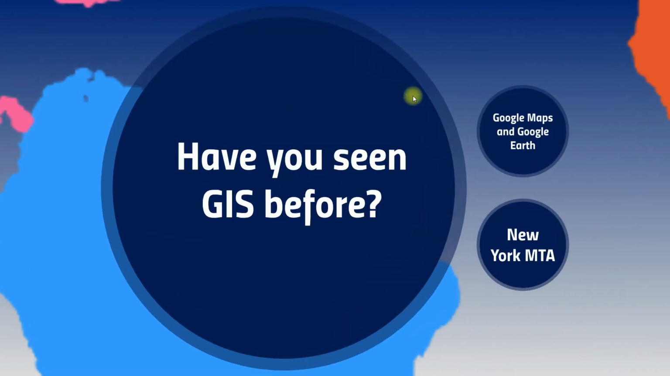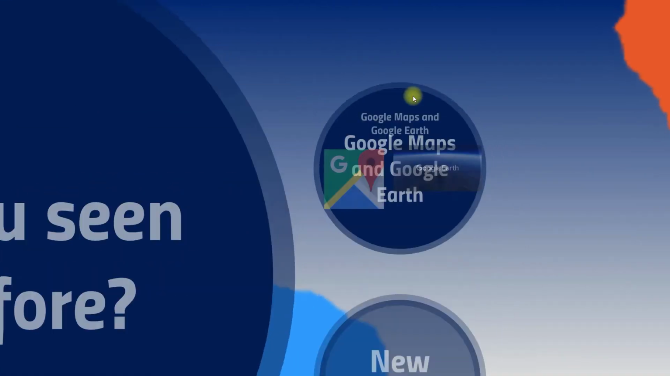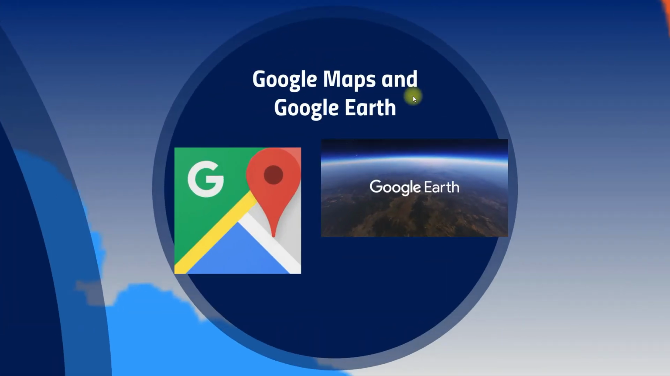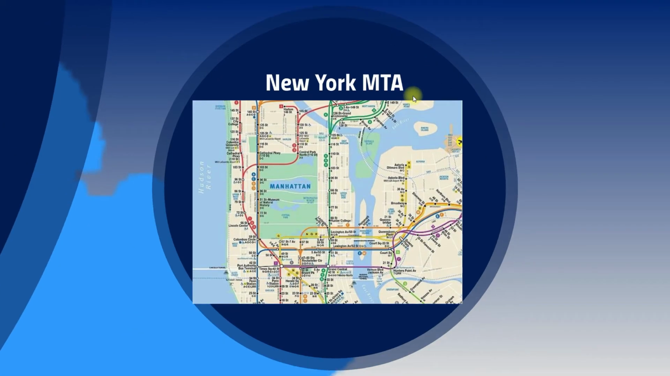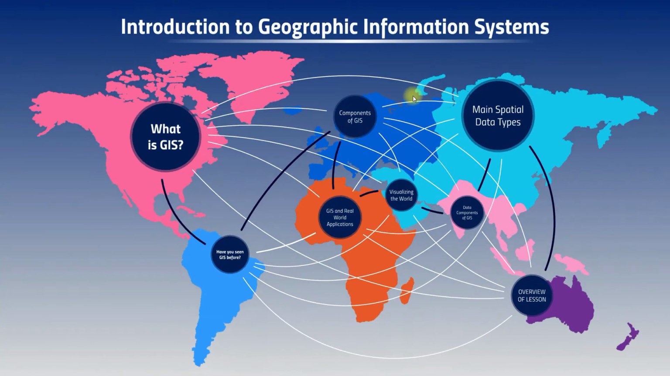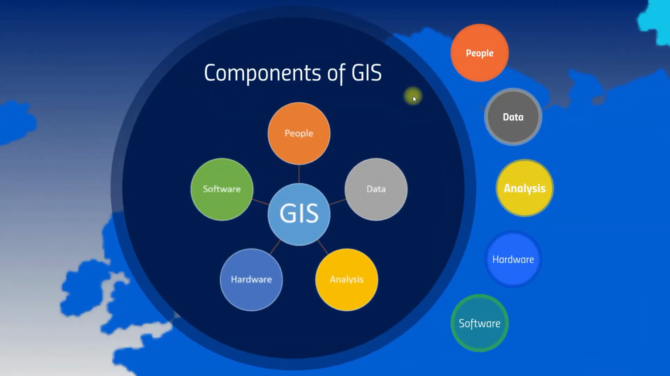So the other thing is, have you seen the GIS before? Yes, Google Maps and Google Earth, right? And this is the New York MTA data, so you can search it also. So another thing, components of GIS.